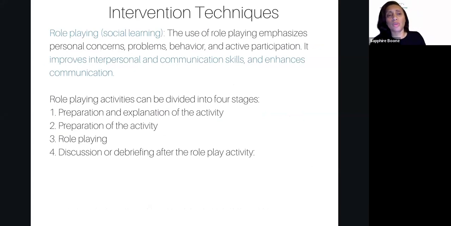Then we have social learning theory, where we are role playing. Role playing is a technique where we're trying to educate and teach some type of skill to our client. So we educate them, let them know what type of skill we want them to do. Then we role play and, of course, discuss afterwards. And we want them to demonstrate that skill.